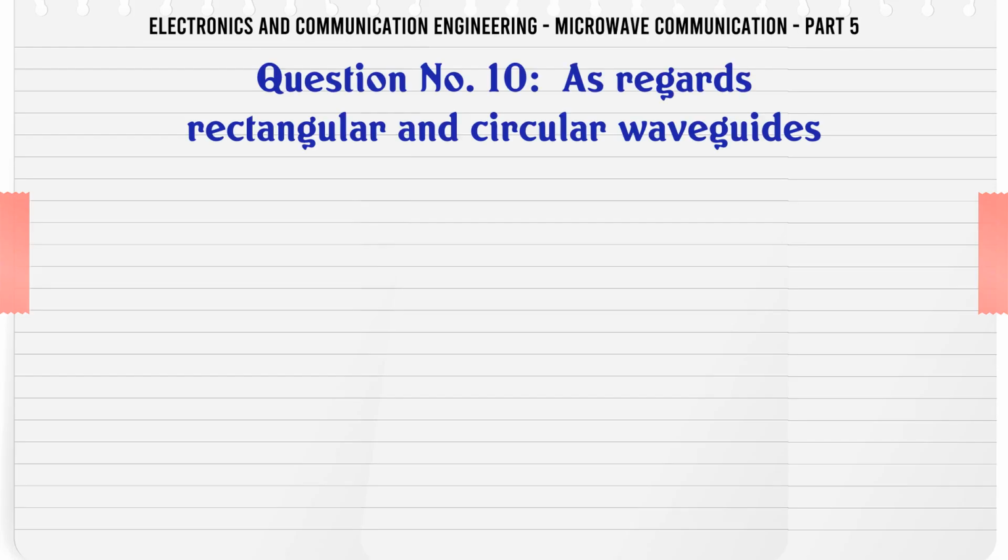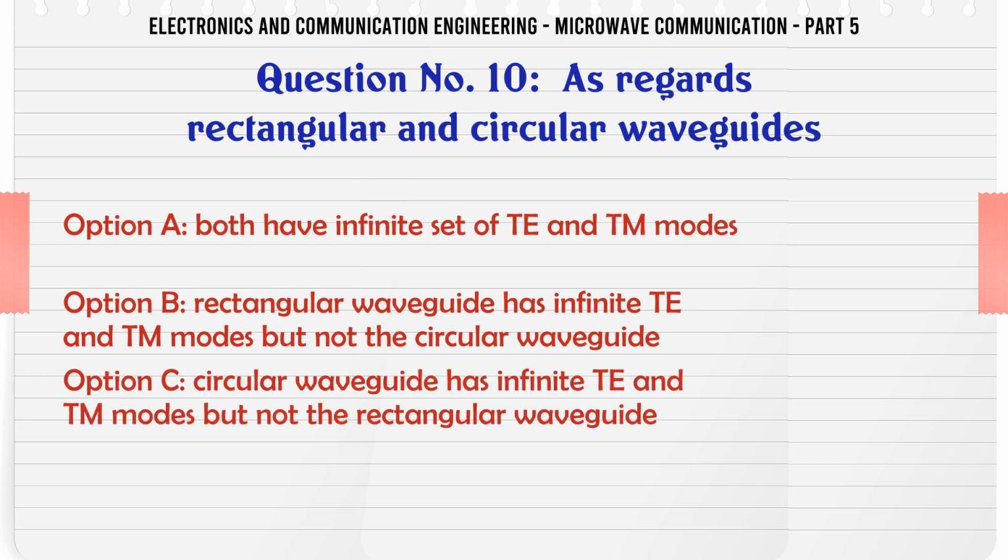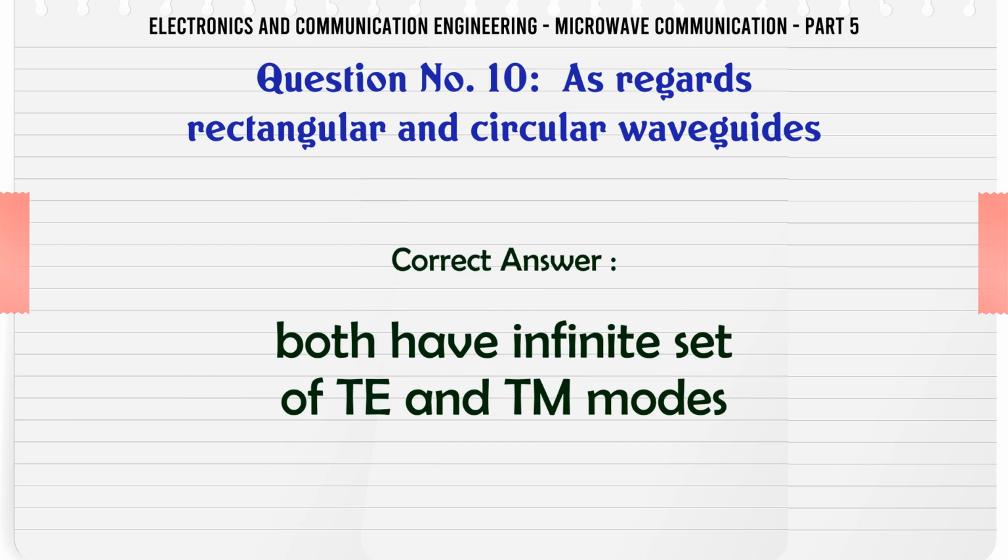As regards rectangular and circular waveguides, A: both have infinite set of TE and TM modes. B: Rectangular waveguide has infinite TE and TM modes but not the circular waveguide. C: Circular waveguide has infinite TE and TM modes but not the rectangular waveguide. D: None of the above. The correct answer is both have infinite set of TE and TM modes.